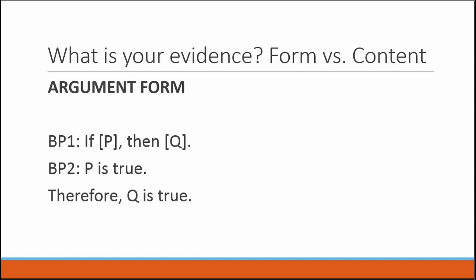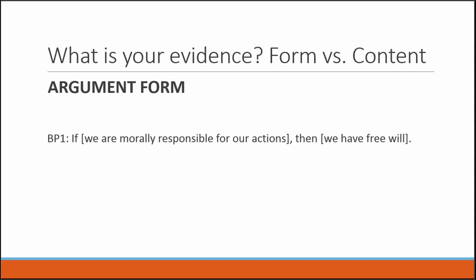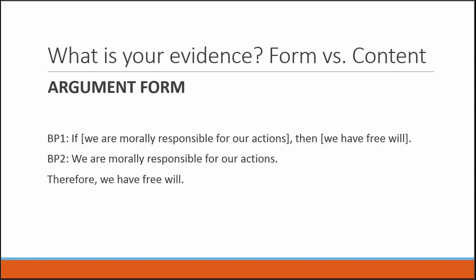If P, then Q, P is true, therefore Q is true. So we can fill in whatever content we want for P and Q. Here's an example. If we are morally responsible for our actions, then we have free will. So we are morally responsible for our actions is the content that we're filling in for P. We have free will is the content that we're filling in for Q. We are morally responsible for our actions, therefore we have free will. If P, then Q, P, therefore Q.